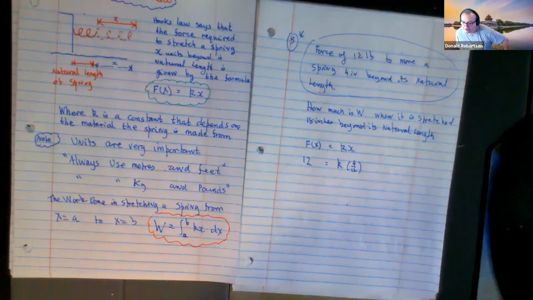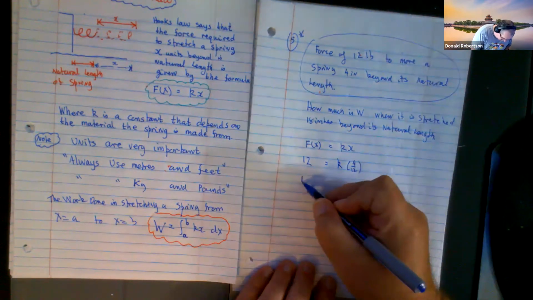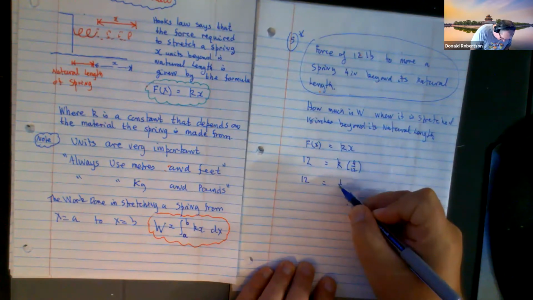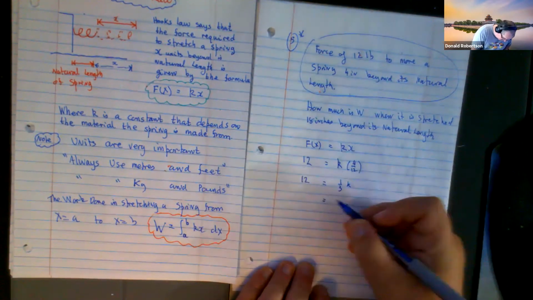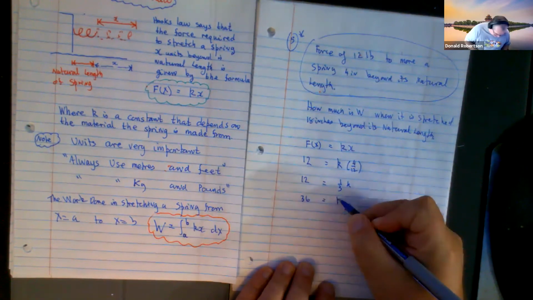Are you happy about 4 inches being 1/3 of a foot? I just wrote down what the fraction is. So we have 12 equals 1/3 K. And as long as you do it to both sides, it's okay. So K is 36.